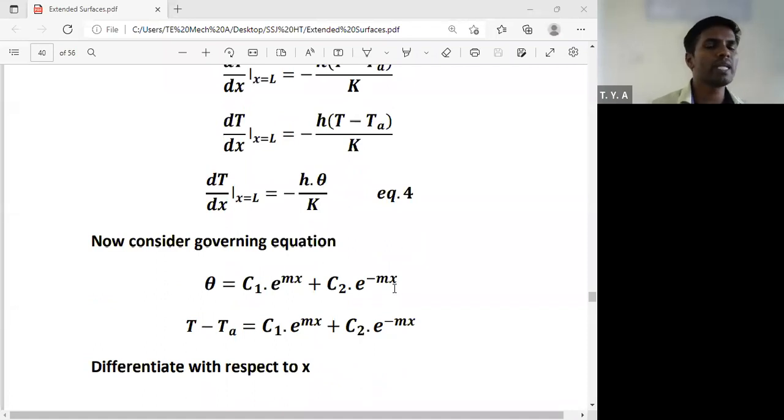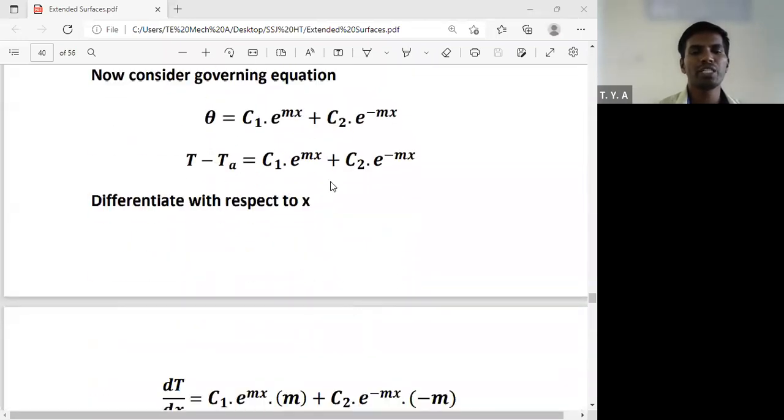Okay, so what is our governing equation? Theta is equal to c1 e raised to mx plus c2 e raised to minus mx. So what is the value of theta? Theta is nothing but T minus TA. So therefore T minus TA is equal to c1 e raised to mx plus c2 e raised to minus mx. Okay, तर याचे डेरिव्हेटिव्ह घ्या and find out the value of dT by dx at x is equal to L. ओके, म्हणजे आपल्याकडे इक्वेशन 4 आहे, that equation 4 is nothing but dT by dx at x is equal to L. So similarly by using this governing equation we have to calculate the value of dT by dx at x is equal to L.